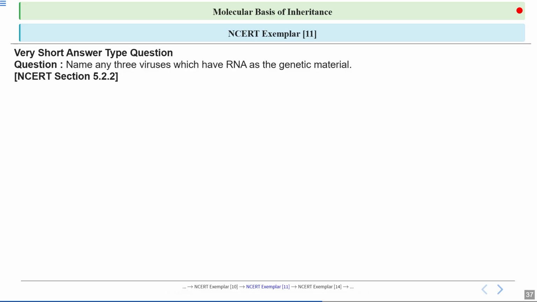Now, next question. You have to name 3 viruses which have RNA as the genetic material. Viruses which have RNA as a genetic material are known as retroviruses. Again, this is a very simple question. Usually plant viruses are RNA viruses. Some of the animal viruses, or some of the viruses which cause disease in humans, also consist of RNA.